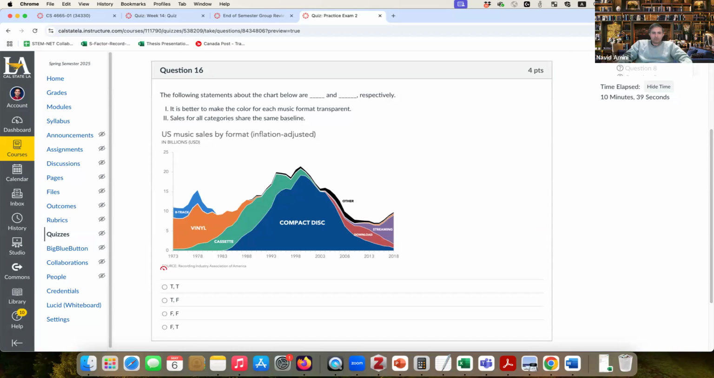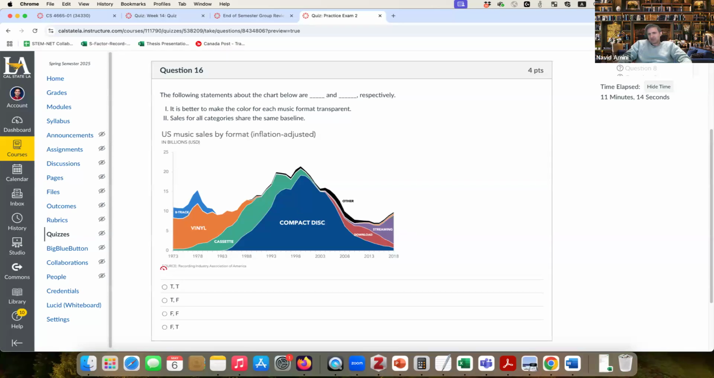What do you guys think? Question 16. Some people say, oh, we have actually all of the answers, so that makes it more interesting. It's better to make the color of each music format here transparent.